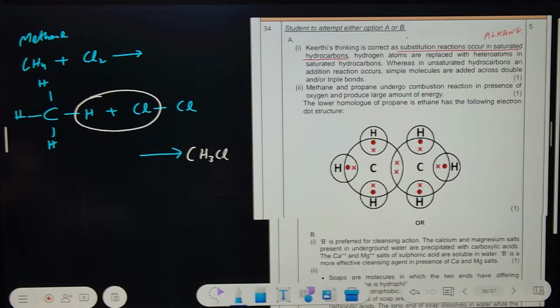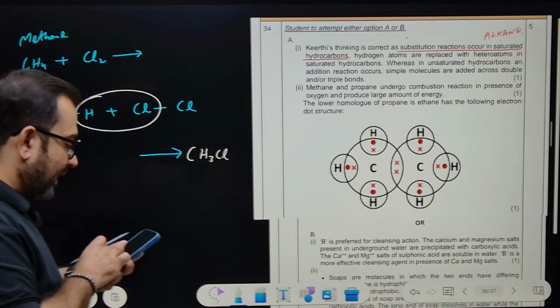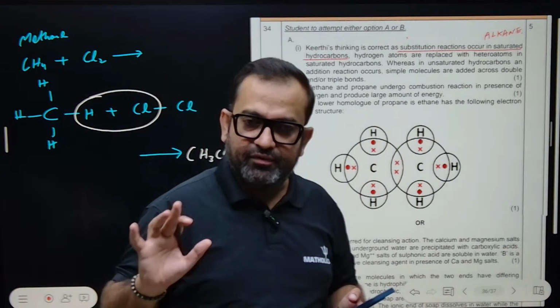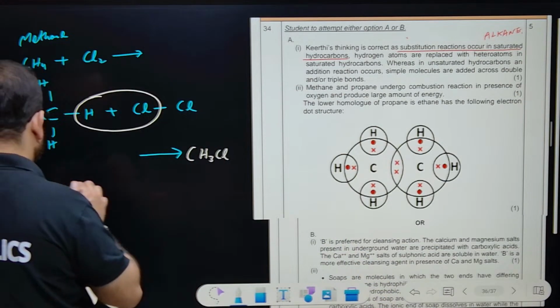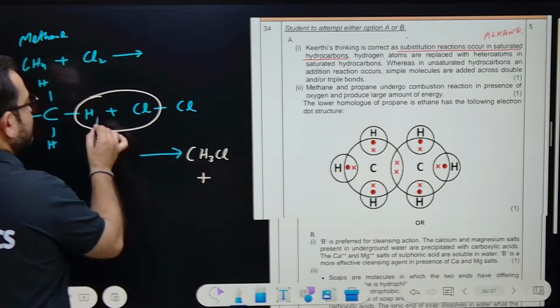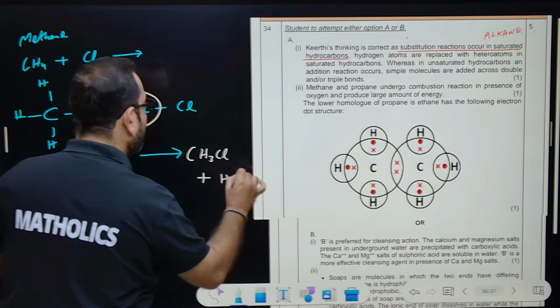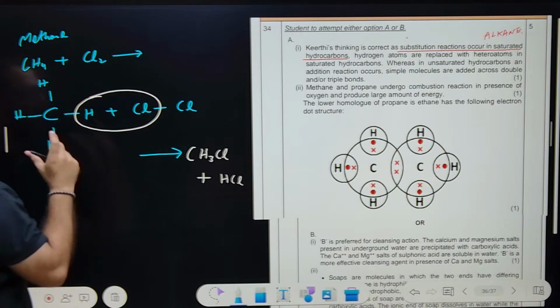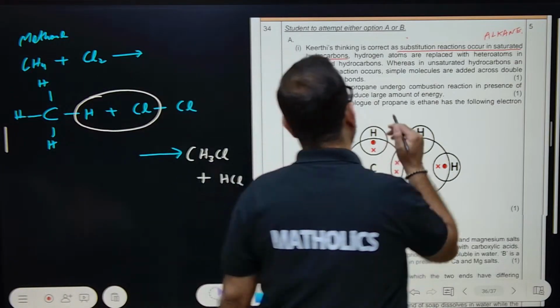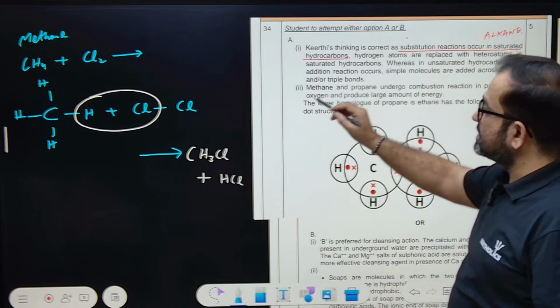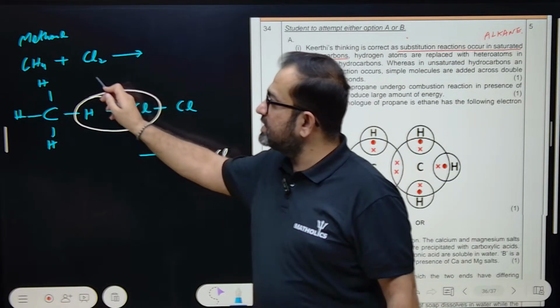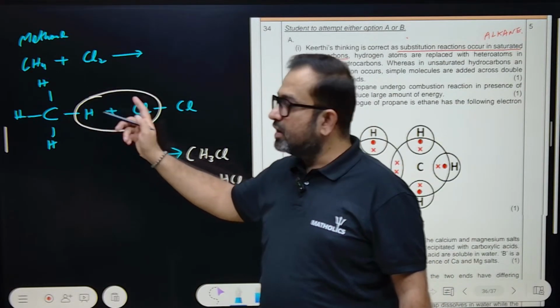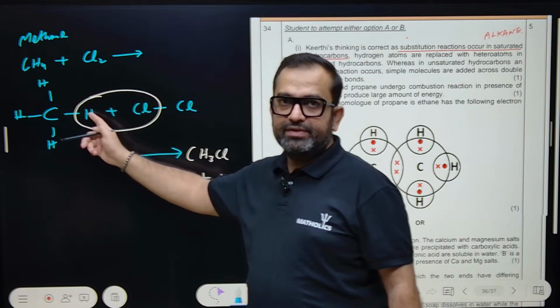So you can write it as, what happens when methane reacts with chlorine? First product is CH3Cl, plus this HCl will be formed. Or two molecules can also get attached, CH2Cl2 can also be formed. So Kirti's thinking is correct, as substitution, this is being substituted. Chlorine is getting substituted instead of hydrogen.